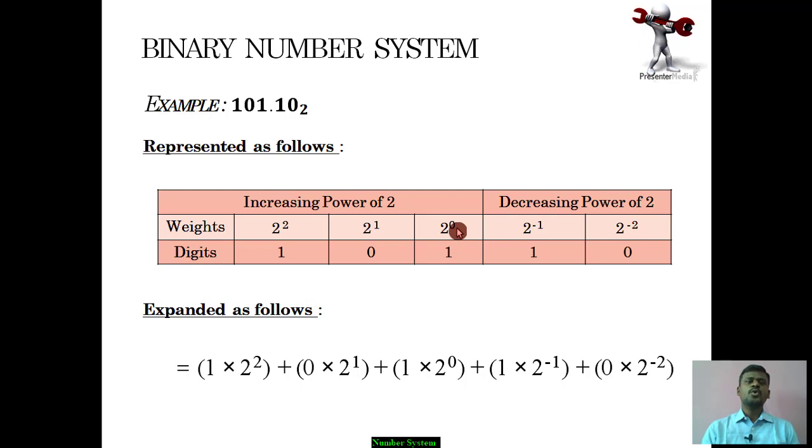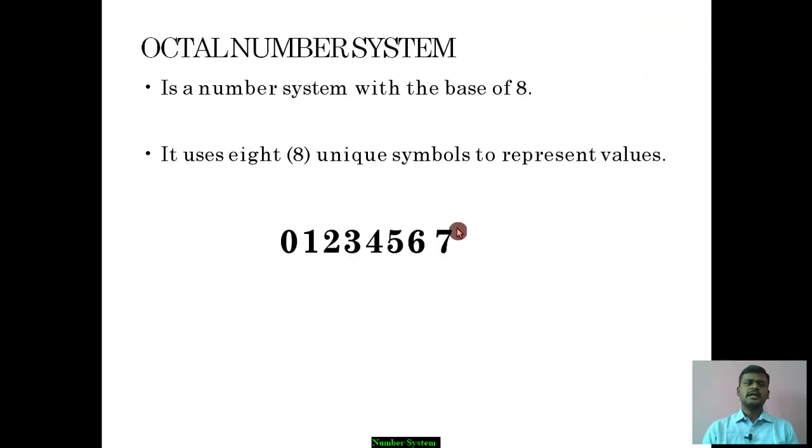We will now move on to the next number system, that is octal number system. In octal number system, we use the base value 8 and we use 8 different unique symbols, that is 0, 1, 2, 3, 4, 5, 6, 7. Total 8 different unique values for representing the octal number system. We will see this octal number system using one example.